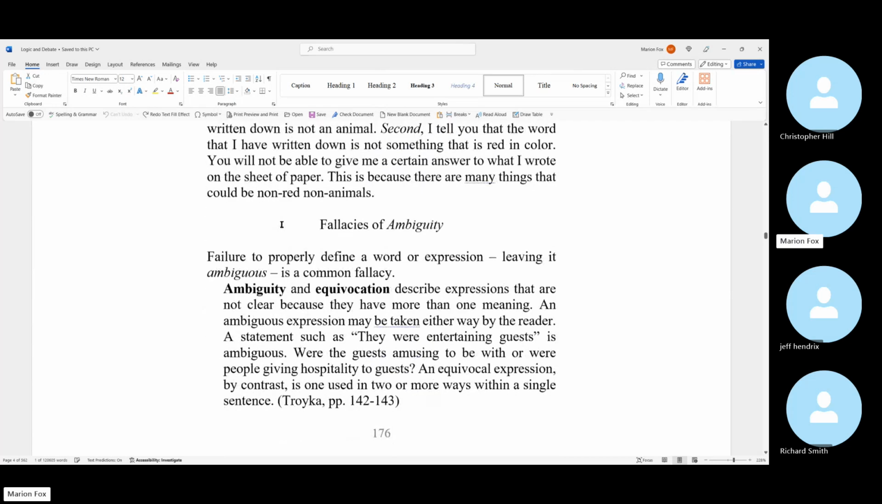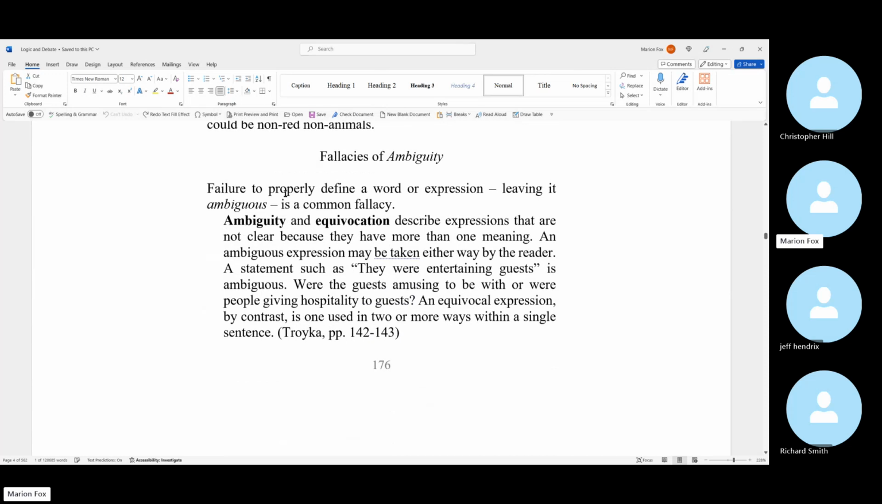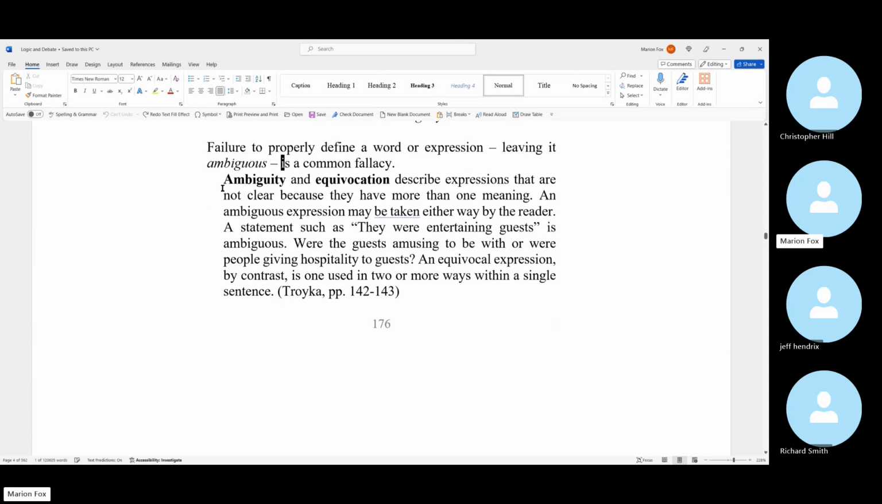We have another fallacy of ambiguity. Something is ambiguous, and let's define ambiguous. Troika defines it for us, and we'll give other definitions. It's important. I've had people say, "Are you saying there are words in the Bible that are ambiguous?" Yes, I'm saying that. Definitely saying that. We can see words that are ambiguous.